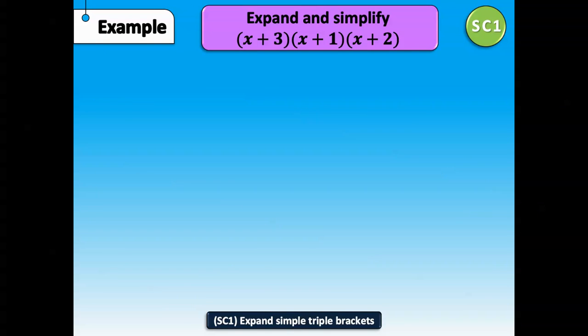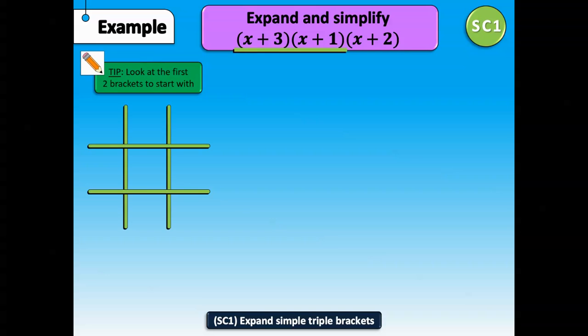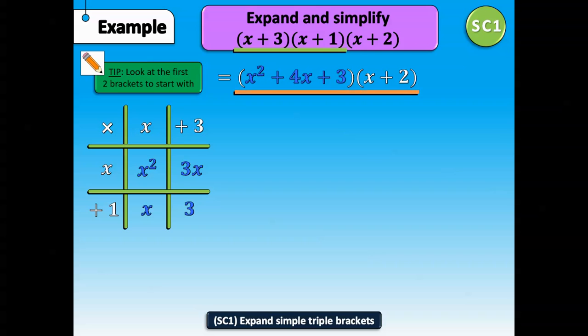So here we've got three brackets that we want to multiply together. We just look at the first two brackets first and multiply those together. I'm going to do this using the grid method. We write x plus 3 at the top and x plus 1 at the side, and we just multiply each of these together. So x times x is x squared, x times 3 is 3x, x times 1 is just x, and 3 times 1 is 3. And if we add those together, we get x squared plus 4x plus 3.